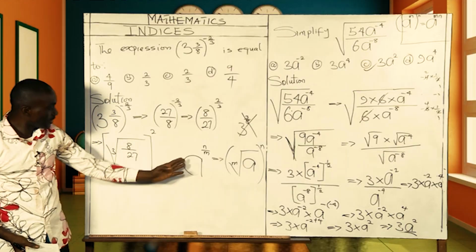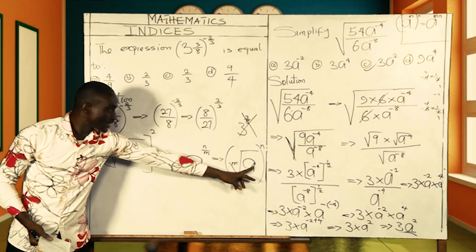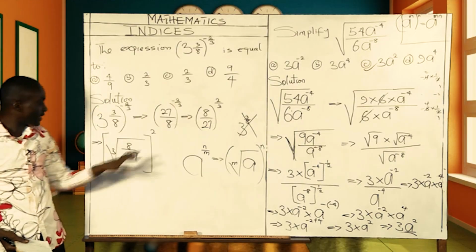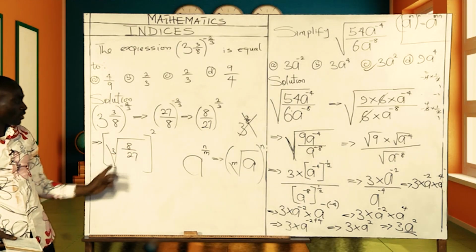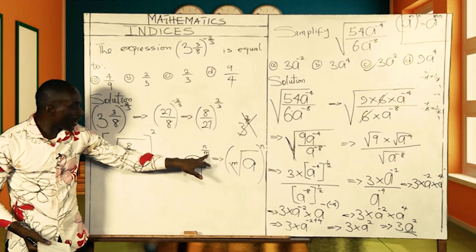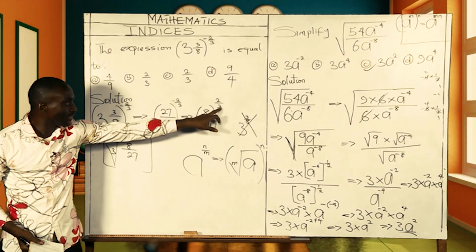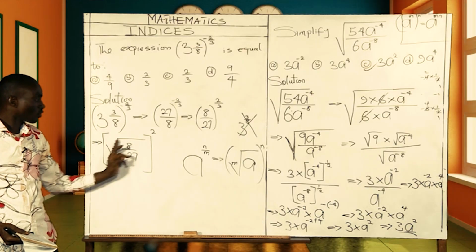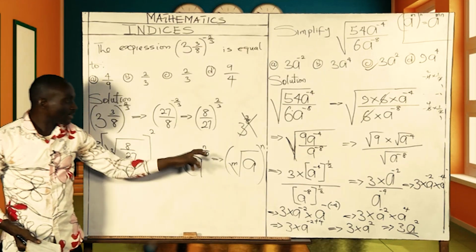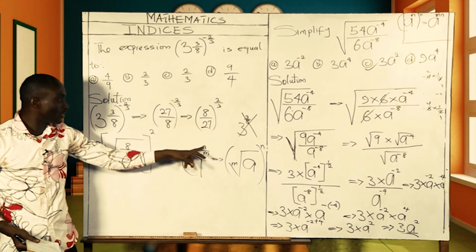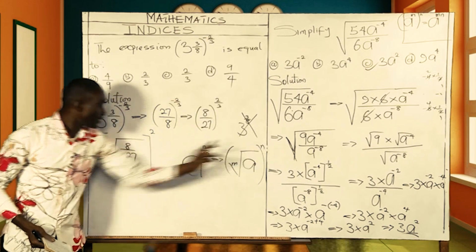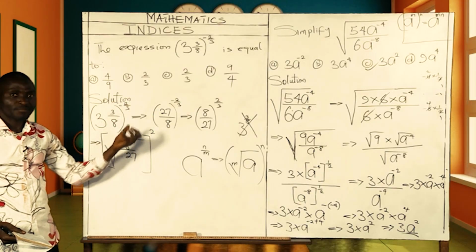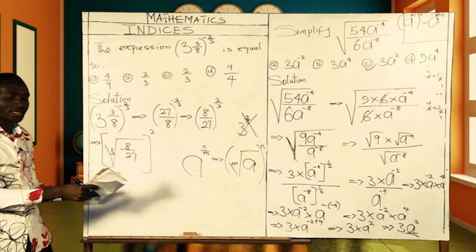Here, a is the base. 8 over 27 is the base, and that is what we have inside this cube root. Our m is 3, the one giving us the cube root. Our n is 2 here, which is serving as a power. I hope you understand what I've just explained.